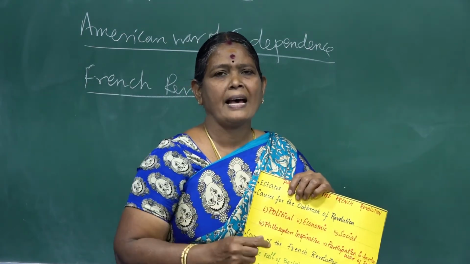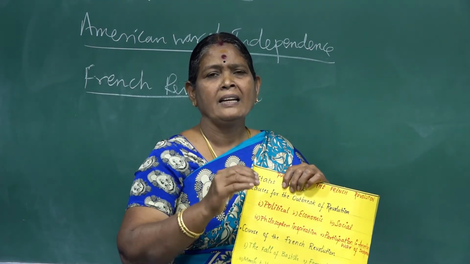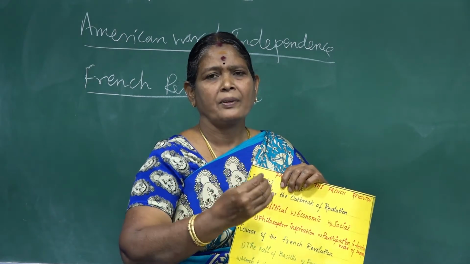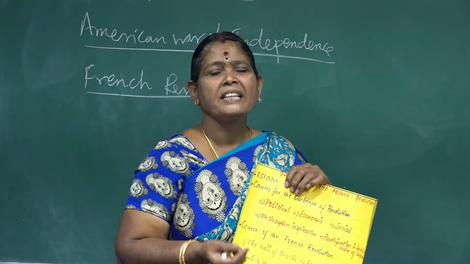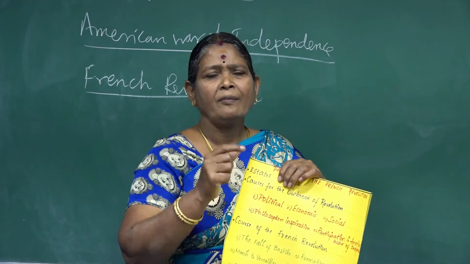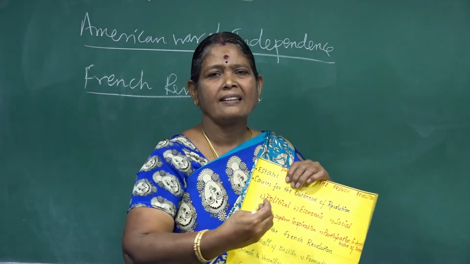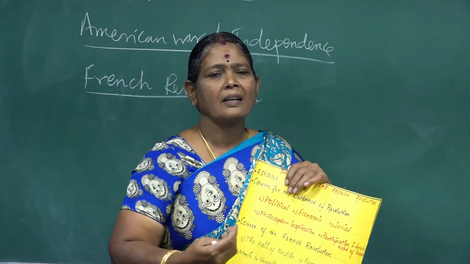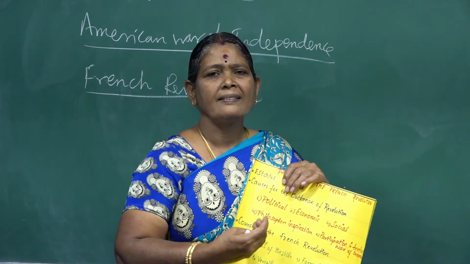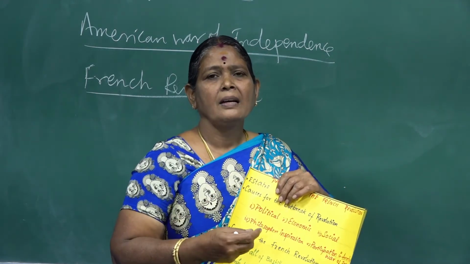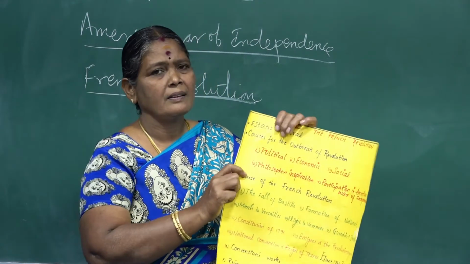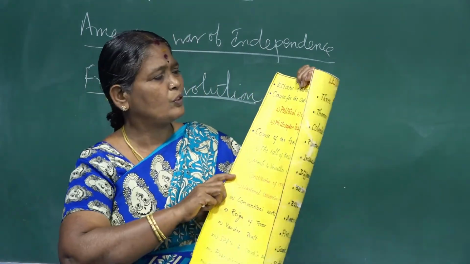Why did it happen? When the king ordered them to clear out, it happened. Why? What were the causes which resulted in such controversy between the commons and the king? Now we see one by one the causes for the French Revolution.